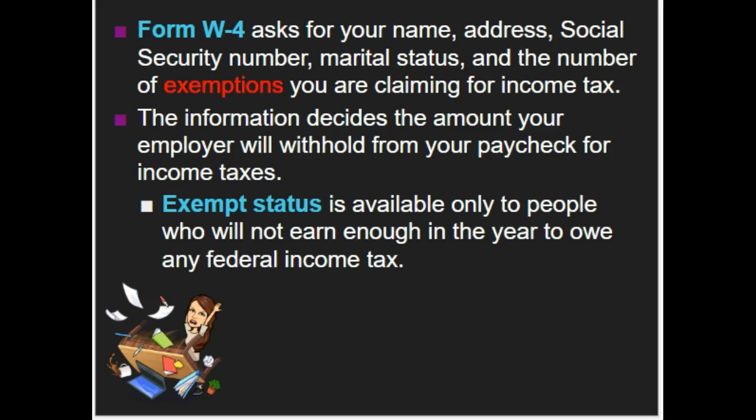We're starting with the W-4 because it's a form you fill out before you start working. The form is going to ask for your name, address, social security number, marital status, and the number of exemptions you are claiming for income. I'm going to show you in a second what that actually means. But whatever you put on the W-4 form tells the employer how much should come out of your paycheck for taxes. So you don't have total control over how much, but you get to determine the level. And we'll click back to this slide in a second.